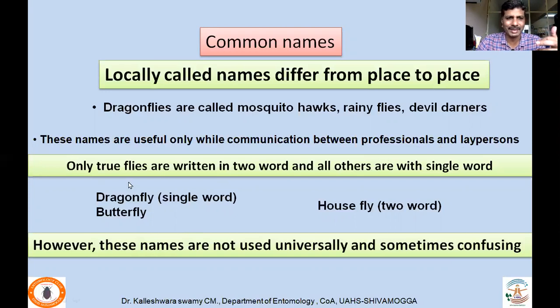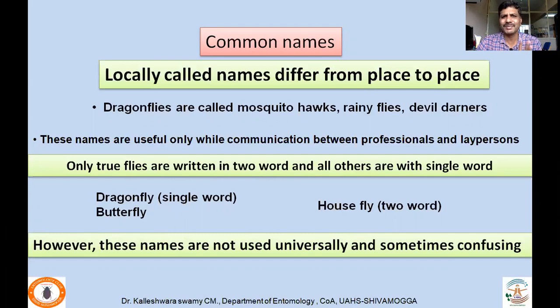In fact, only true flies are written in two words. Say for example, house fly. Whenever you write house fly, it should be mentioned in two words so that you understand it belongs to order Diptera. But if dragonfly is written in two words, it becomes Diptera, and dragonflies are not dipterans. Butterflies are not dipterans. There are so many flies. But if you are writing any other flies other than the true dipterans, true flies, it should be written in a single word. That is the meaning.